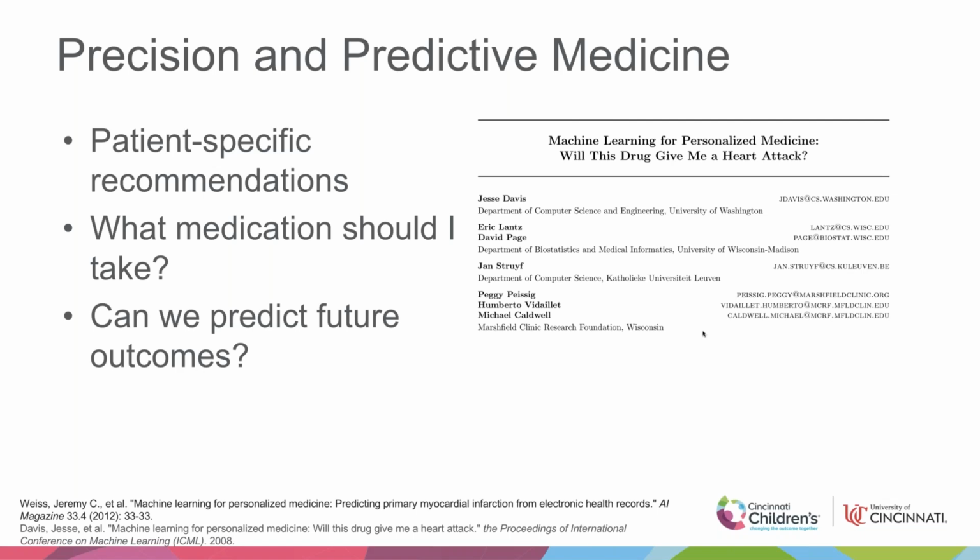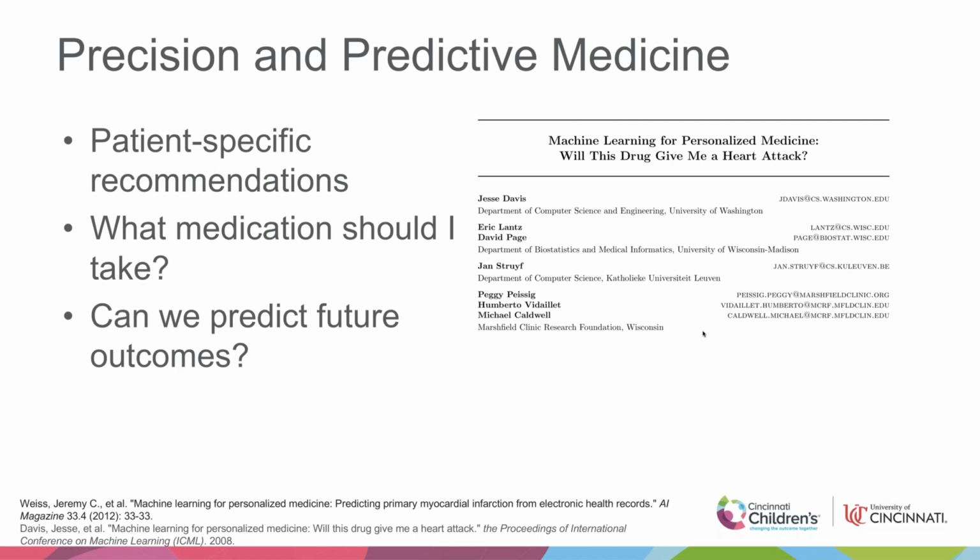So the other item I wanted to bring up that gets us towards the future approach to the way things are happening is precision and predictive medicine. So what about patient-specific recommendations? One of these is, will this drug give me a heart attack? I've picked two papers here. One is from 2008, one is from 2012. So this isn't necessarily new research. It just needs to be expanded upon and continue to improve, and especially in pediatrics.